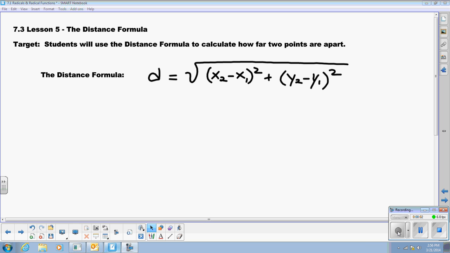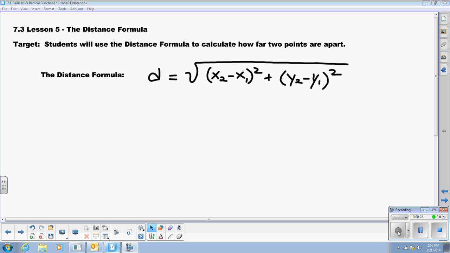Lesson 7.3, Lesson 5, the distance formula. And what we're going to show you here, since the distance formula is a formula that uses a radical as part of its calculations, it's an application of work. It's also something that you will see on the MCA possibly, so we want to make sure you understand how to use this formula for that too.